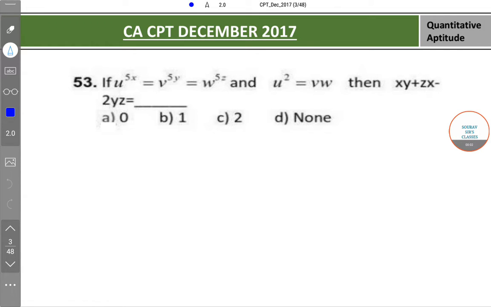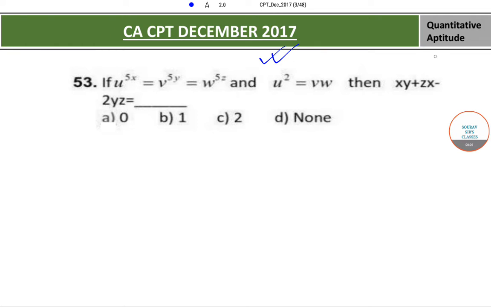Hello everyone, we'll be solving the CA CPT question paper from December 2017. We'll be solving questions on the quantitative aptitude portion. So let's start off with question number 53.